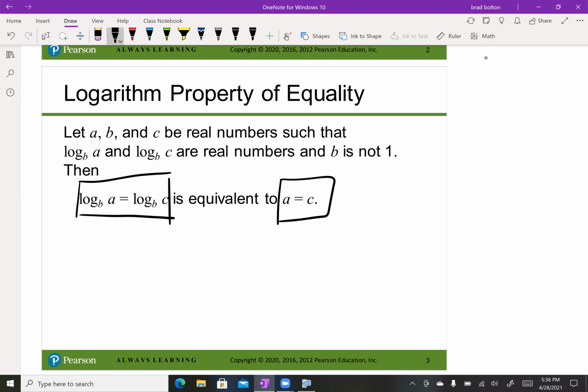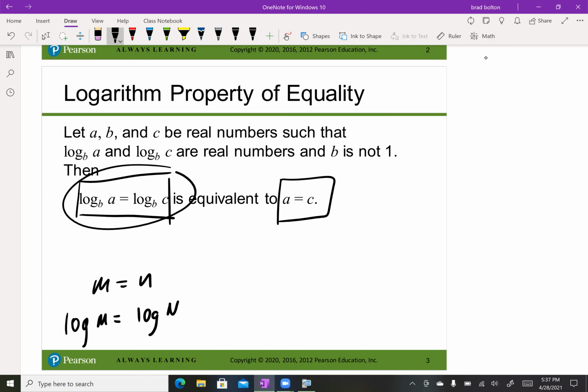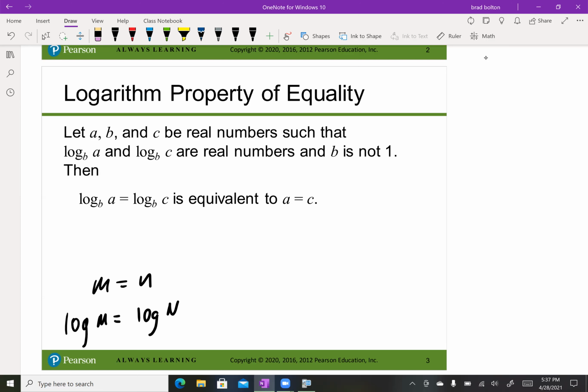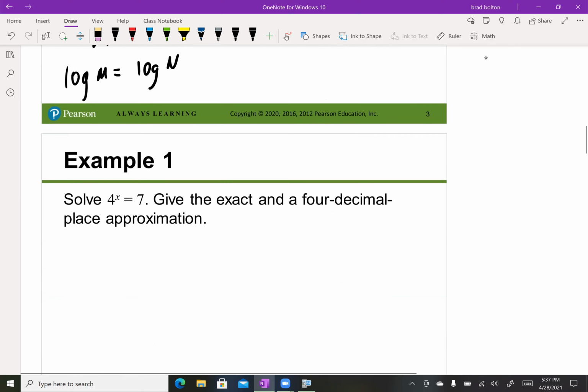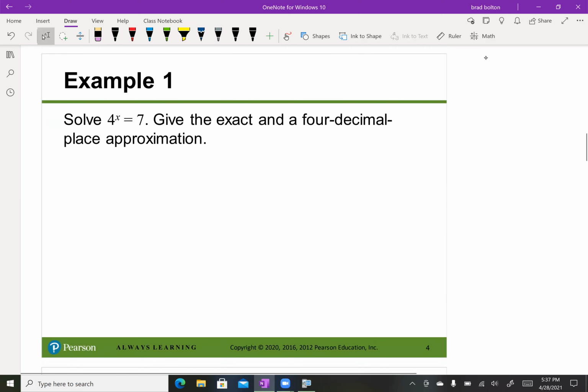But it could go the other way as well. You could say M equals N. Well, then that means that log base 10 of M equals log base 10 of N. So it can go either way. You can start with log base B of A equal to log base B of C and end up with A equals C, or you could start with A equals C and end up with log base B of A equal to log base B of C. It just really depends on what you're working on for that problem. Okay, so let's take an example of this.